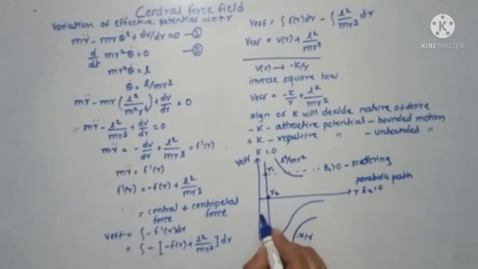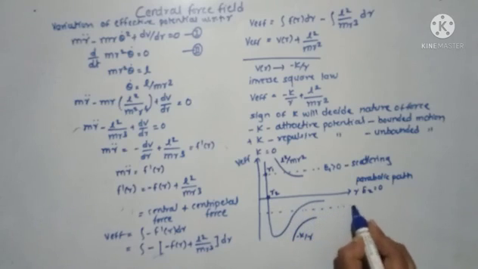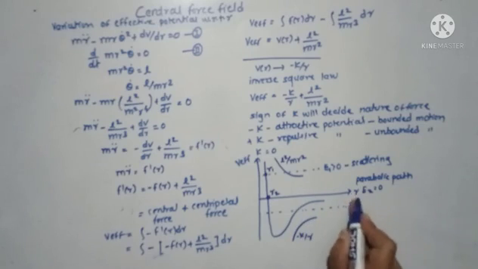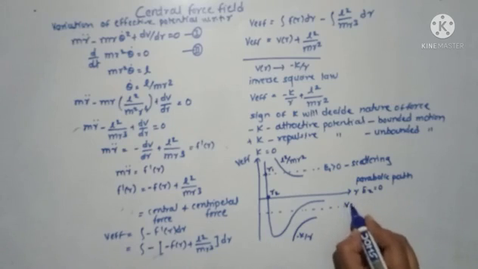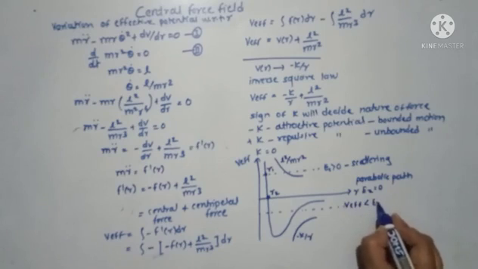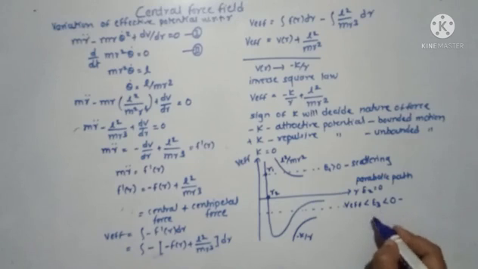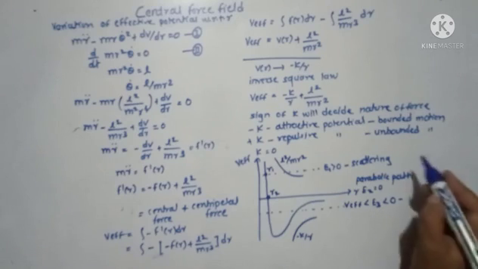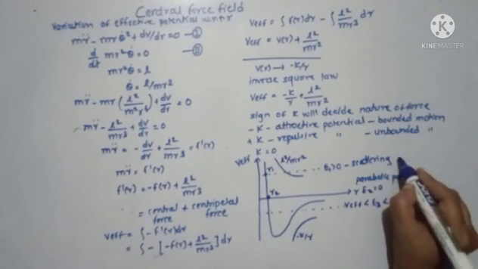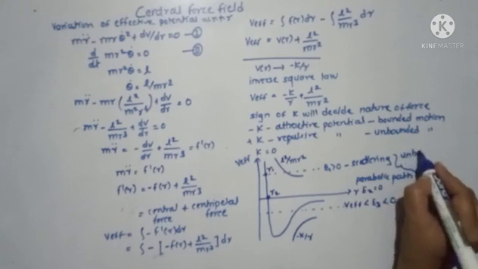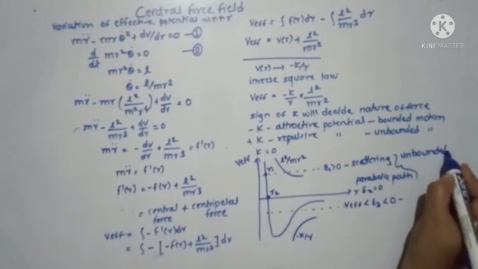Now if I have another particle which has energy E3, greater than V effective but less than 0, if this is the kinetic energy of the incoming particle, then this particle will form a bounded motion. These two are unbounded motions.